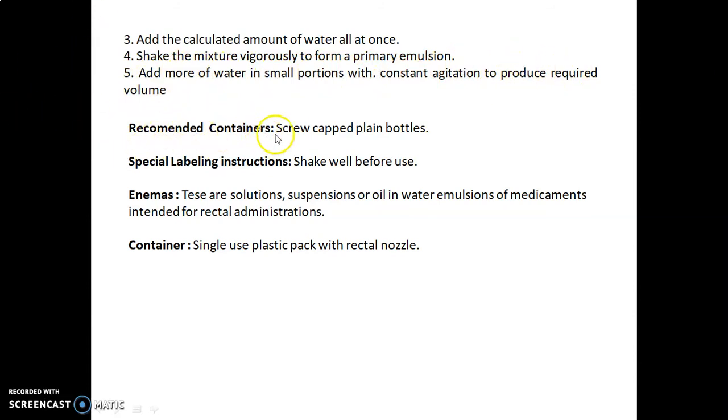Then recommended containers: screw capped plain bottles. Special labeling instructions are: shake well before use, as it is a liquid dosage form.